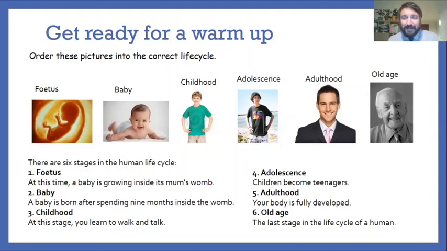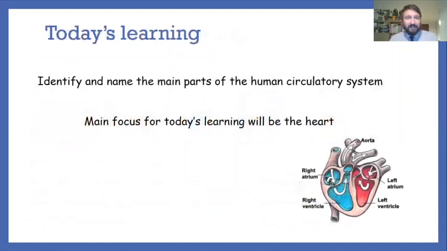Children become teenagers. Then we have Mr. Adult, adulthood. Your body is fully developed. And then 6, Mr. Osborne's not reached it yet, but old age, the last stage of the life cycle of a human. Hope that quick warm up has got our brains thinking. Hopefully it wasn't too hard for you. And let's move on and have a look at today's learning.